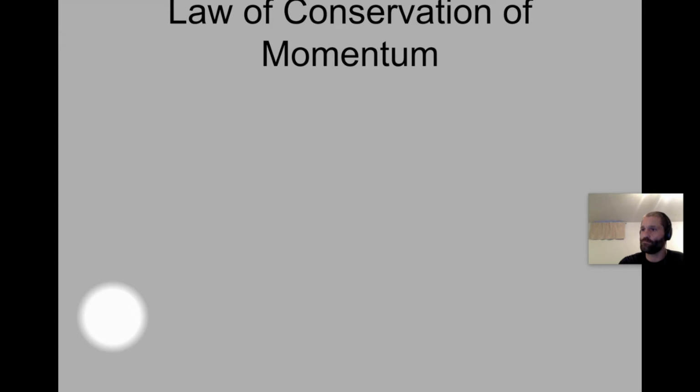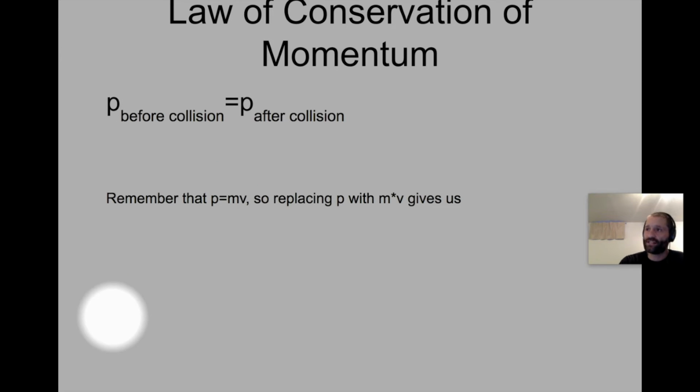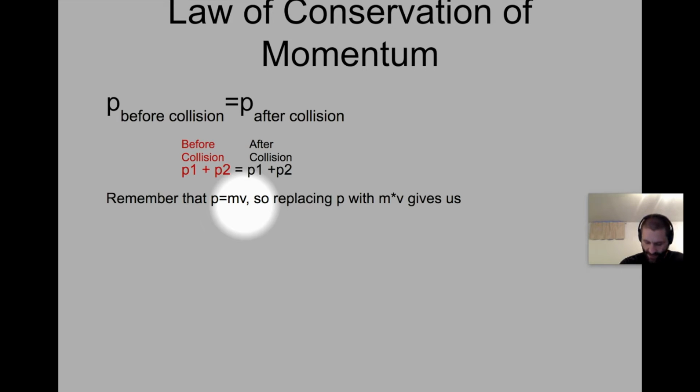Inelastic, they stick together. So law of conservation of momentum: before the collision is going to be equal to after the collision. Remember, P is momentum, so P equals M times V. You don't have to write any of that down. Before the collision, each object has momentum, and after the collision, each object has momentum. That's all written down for you on the very bottom of page 15.